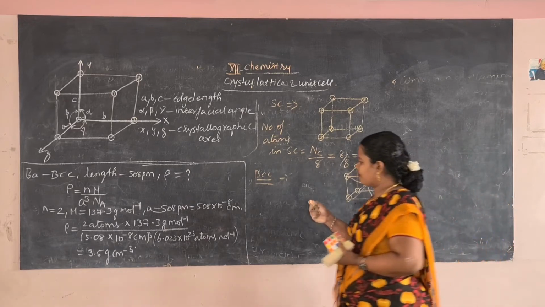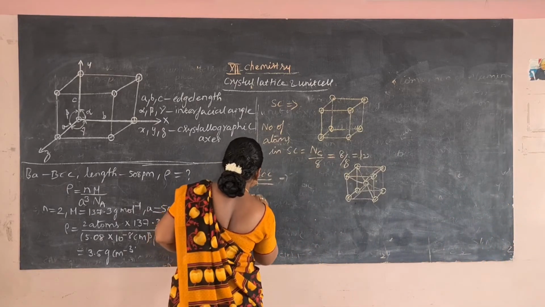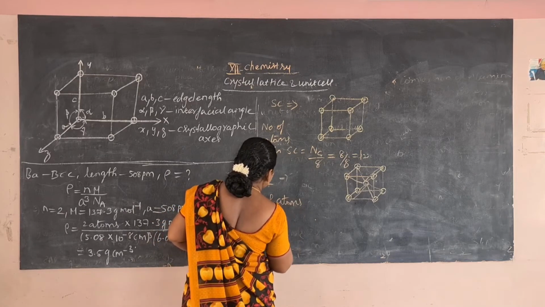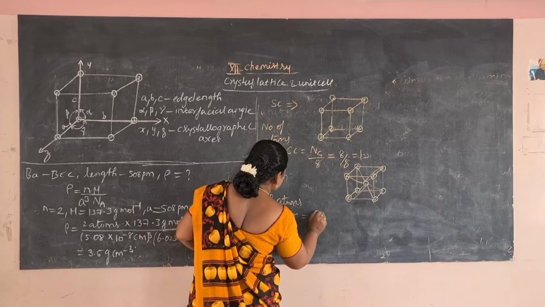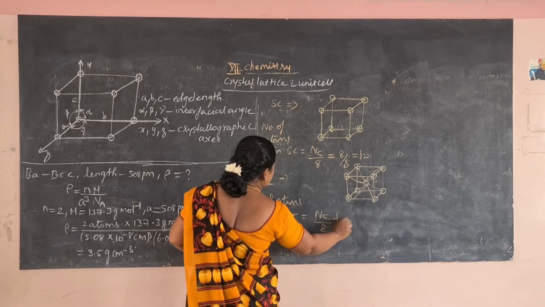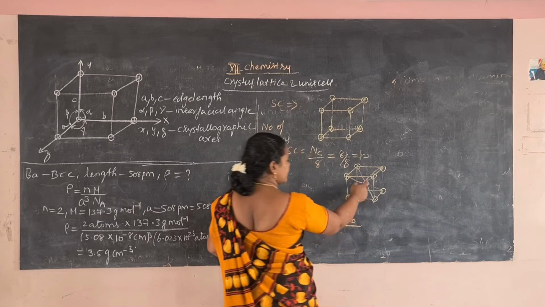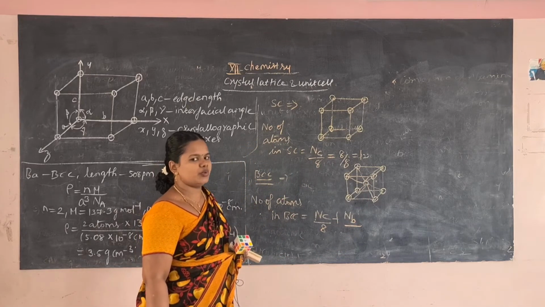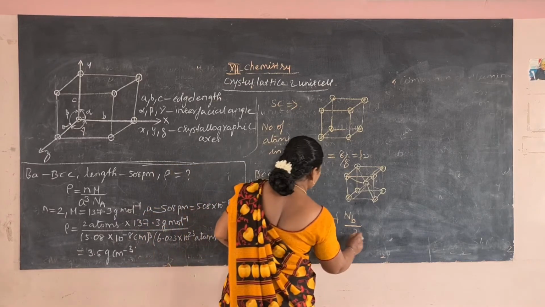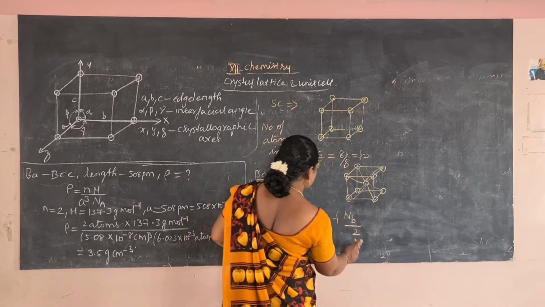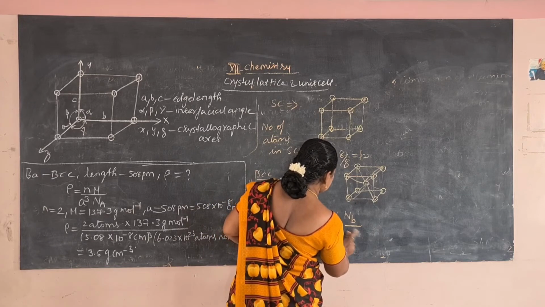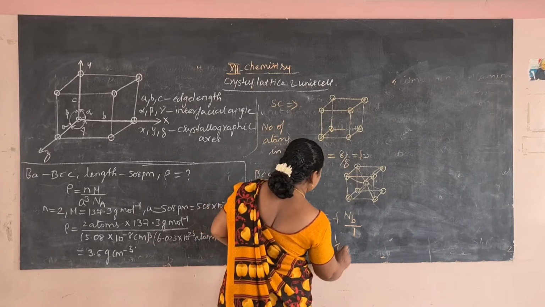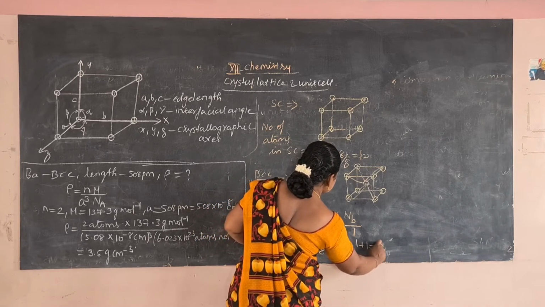So here the number of atoms in body centered cubic unit cell, or number of atoms in BCC, will be equal to NC by 8 plus NB by 1. Here the body centered atom is not shared, so NB by 1. So it will be equal to 8 by 8 plus 1 by 1, so it will be equal to 1 plus 1, it is equal to 2.